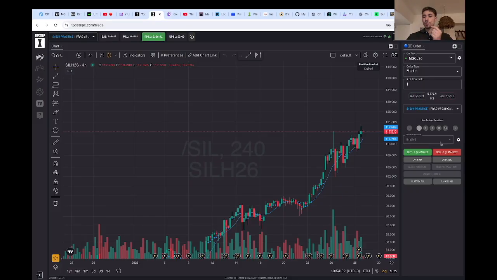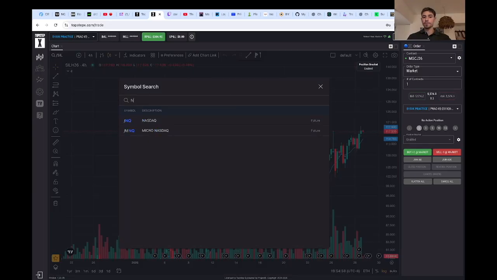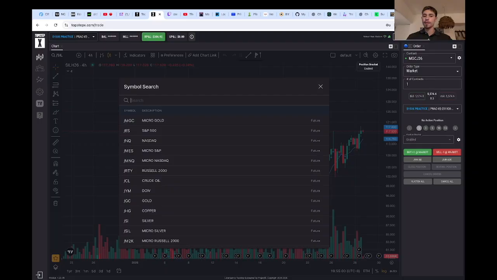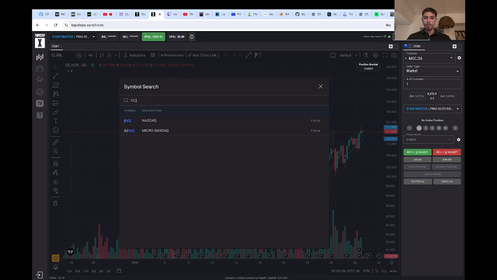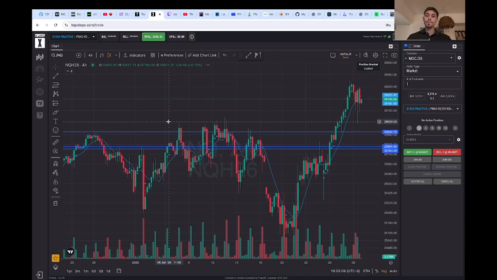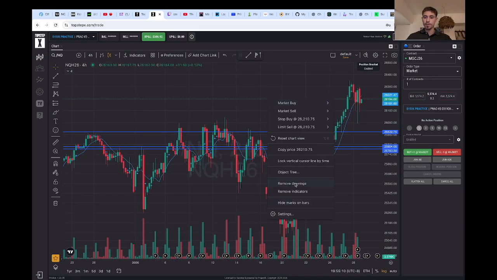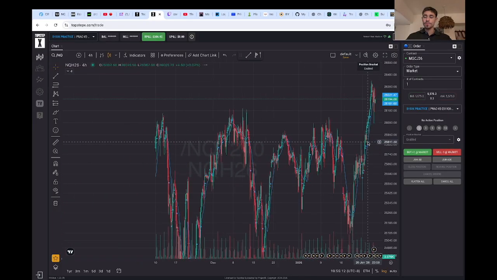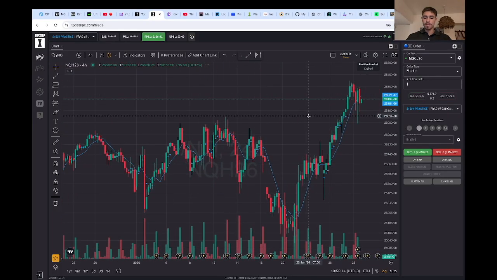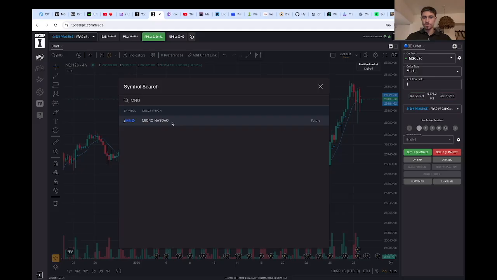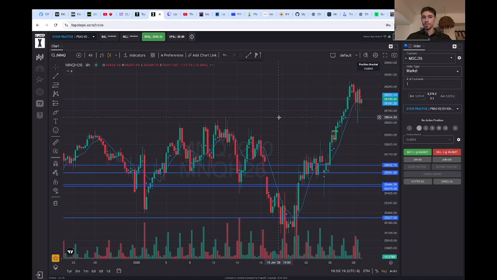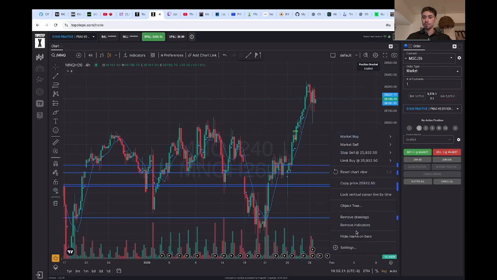Okay? So let's use NQ for example. Also, one more thing I forgot. If you want to trade the micros, you have to type in the letter M before typing in the symbol. So if I want to trade NQ, it's not just NQ. That'll take you to the minis contracts, okay? That'll take you to trade minis. But if I want to trade the micros, I have to type in MNQ. So as you guys see, it'll say micro. Okay, that's the contract I want to trade.